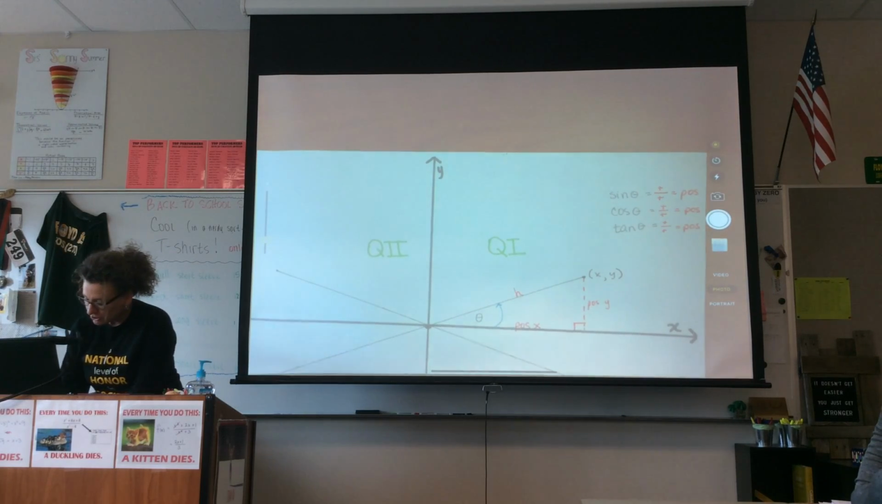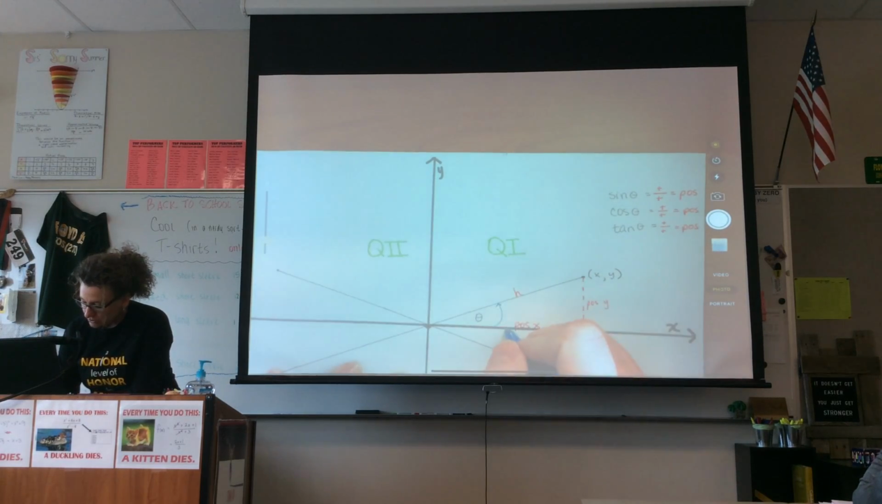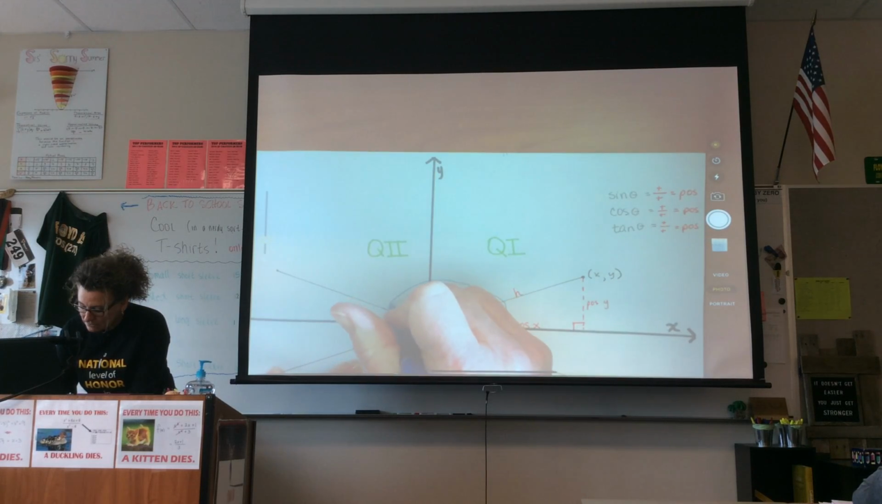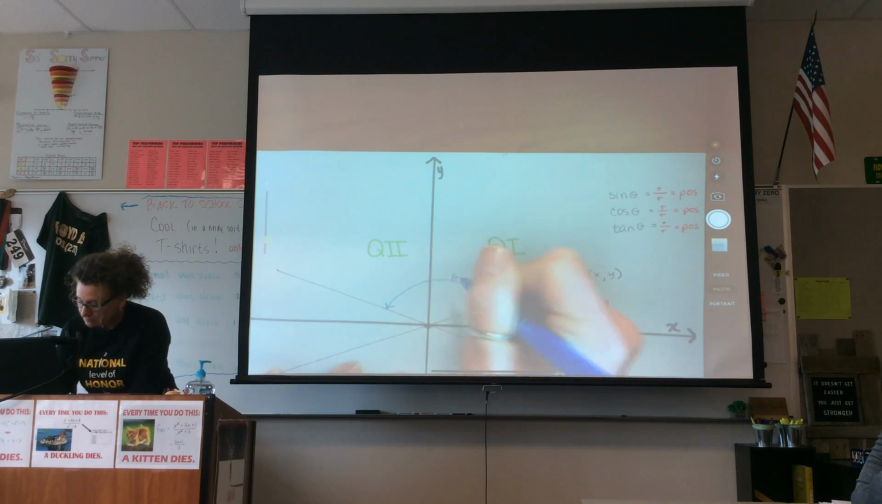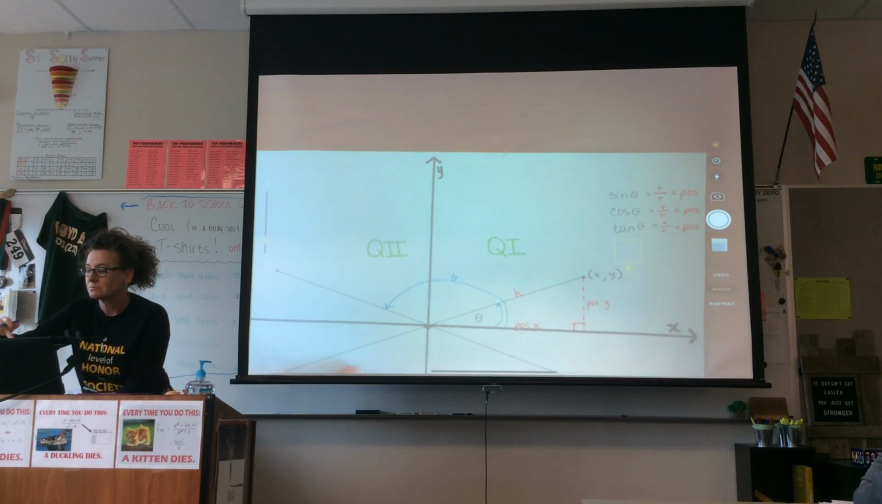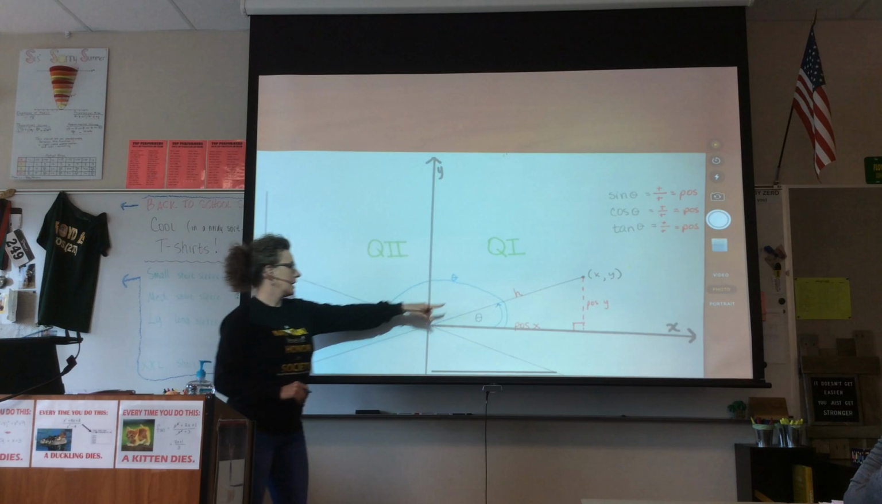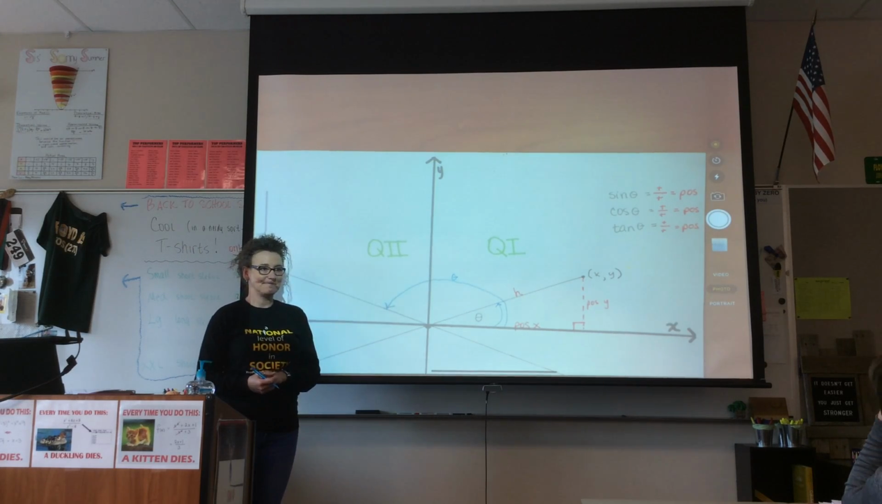Now, I want you to look at the angle that starts here and that opens past this one, past 90 degrees, keep going, keep going, and stop here. I'm going to call this theta. Would you all describe the angle that I'm calling theta? Obtuse. It's an obtuse angle.